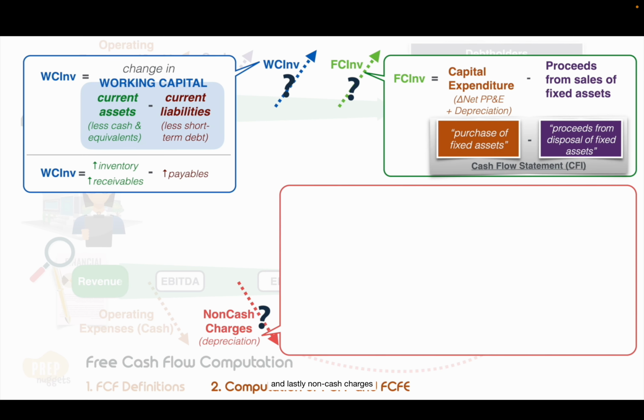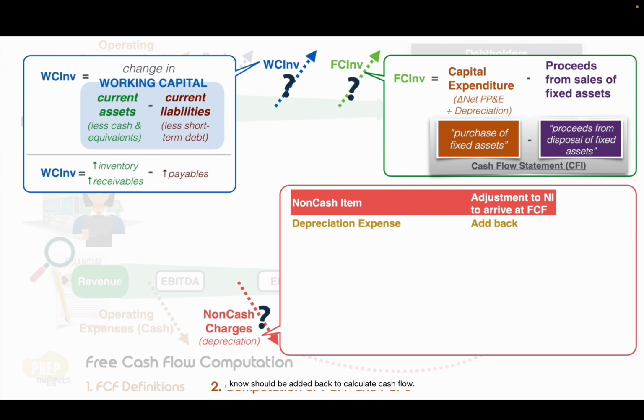And lastly, non-cash charges. Primarily, this refers to depreciation expense, which we know should be added back to calculate cash flow. You often see some literature using non-cash charges and depreciation interchangeably. However, there are other non-cash charges that you may want to make adjustments for. This includes amortization expense and impairment charges for intangible assets, which, like depreciation, should be added back to net income for free cash flow calculations.